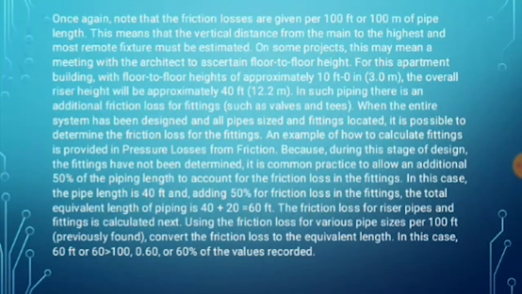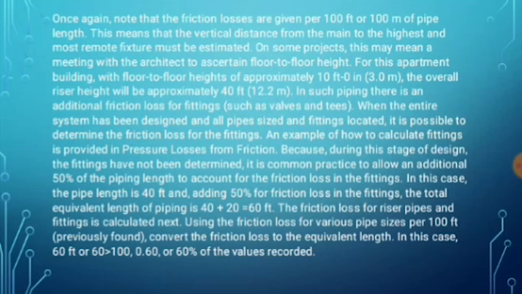For this apartment building with floor-to-floor heights of approximately 10 feet, or 3.0 meters, the overall riser height will be approximately 40 feet. In such piping, there is an additional friction loss per fitting. When the entire system has been designed and all pipe sizes and fitting locations are set, it is possible to determine the friction loss for the fittings. An example of how to calculate fittings and pressure losses from friction is provided.